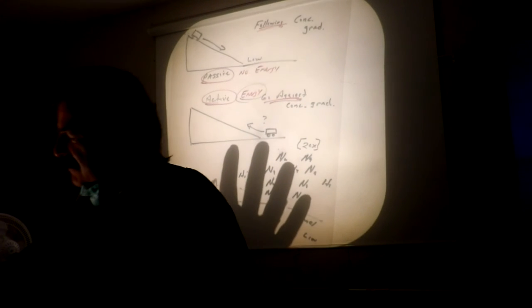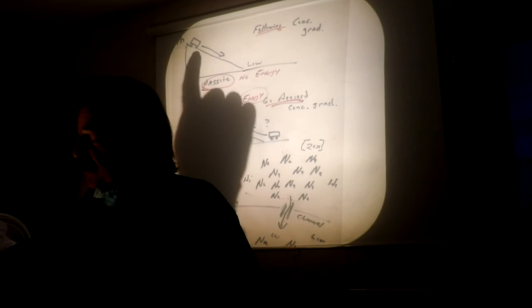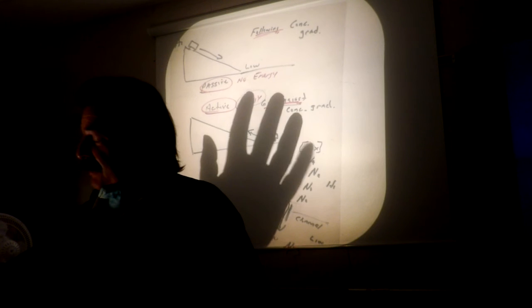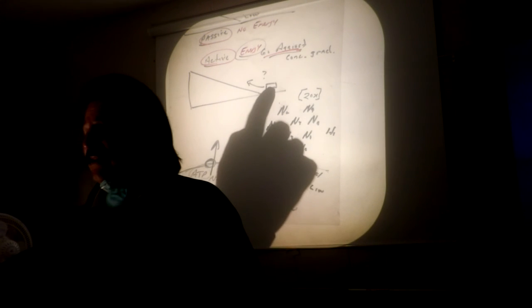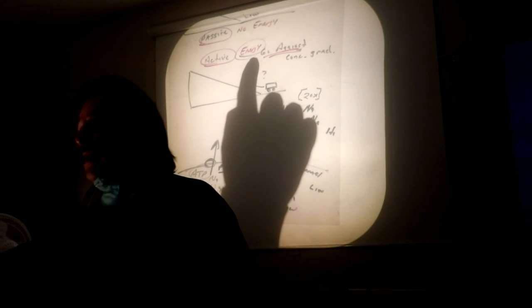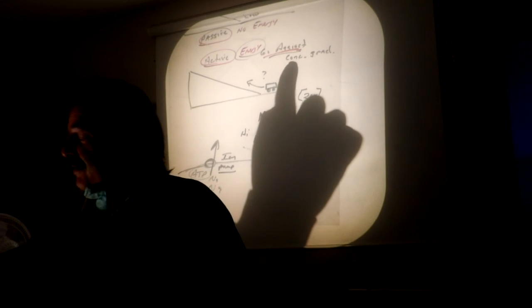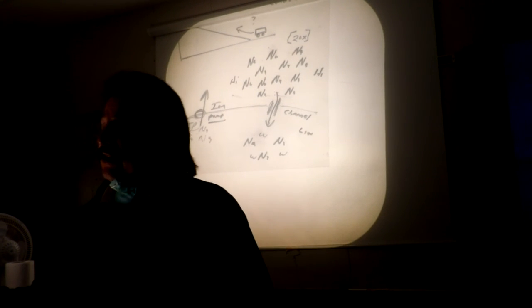So, let me summarize. Remember this drawing? This was passive transport. We just followed the concentration gradient. Passive meant no energy. But now we want to take our wagon up the hill. Problem is my wagon doesn't have an engine. So whether somebody pushes it or pulls it, it's going to require energy because we are now going against the concentration gradient. What does that look like in a cell?